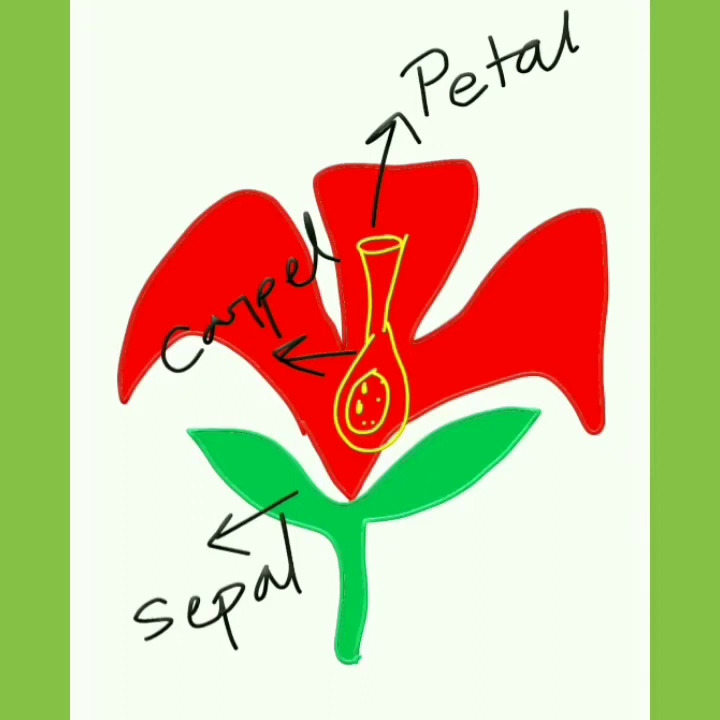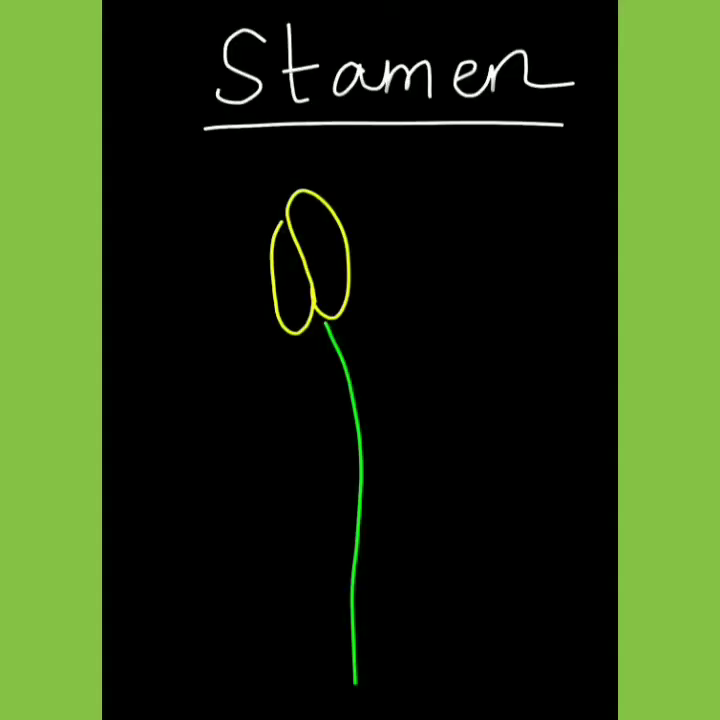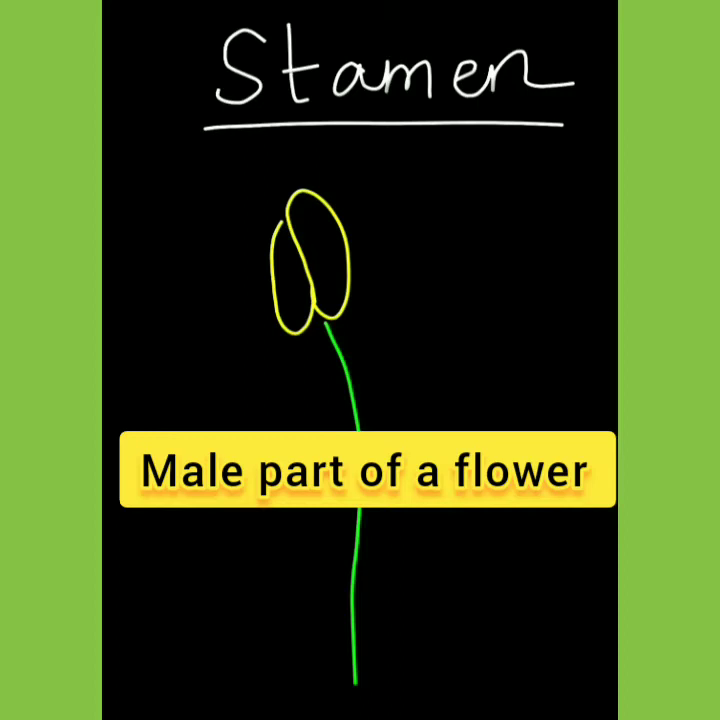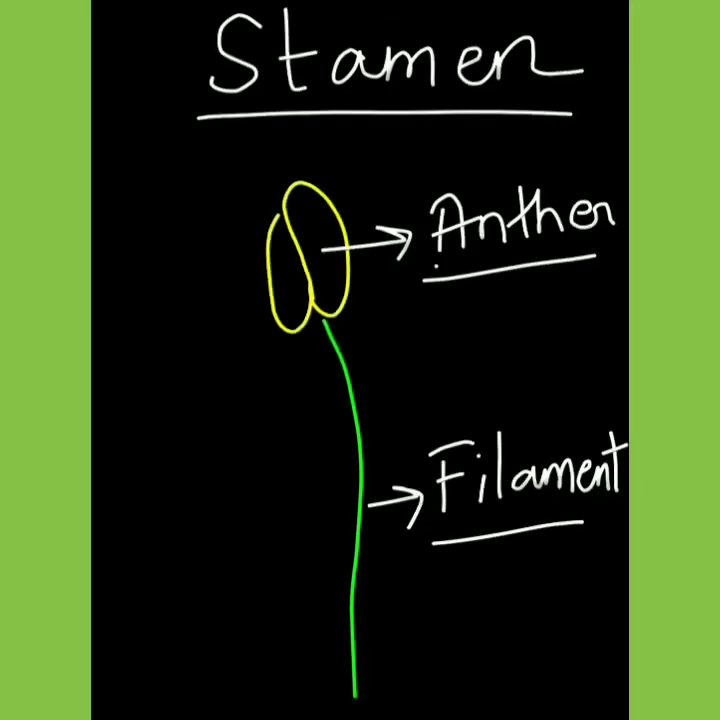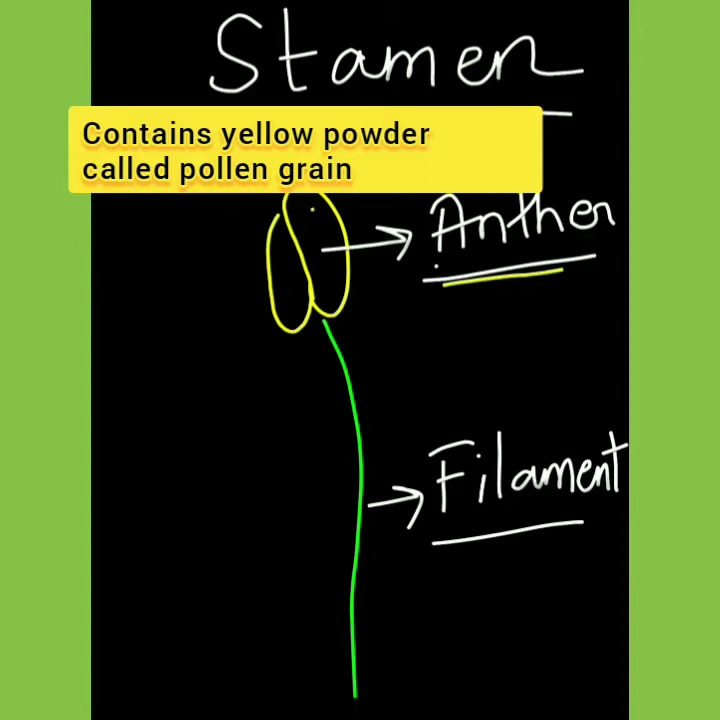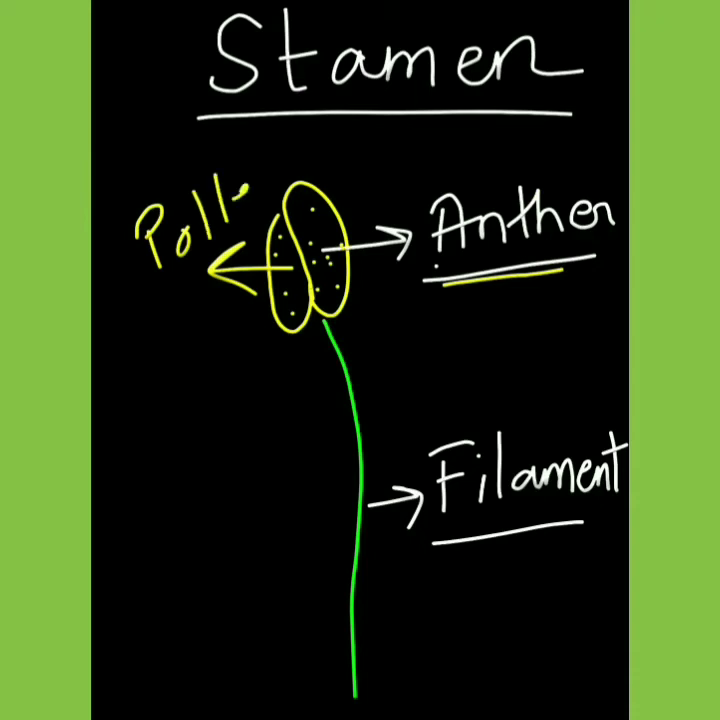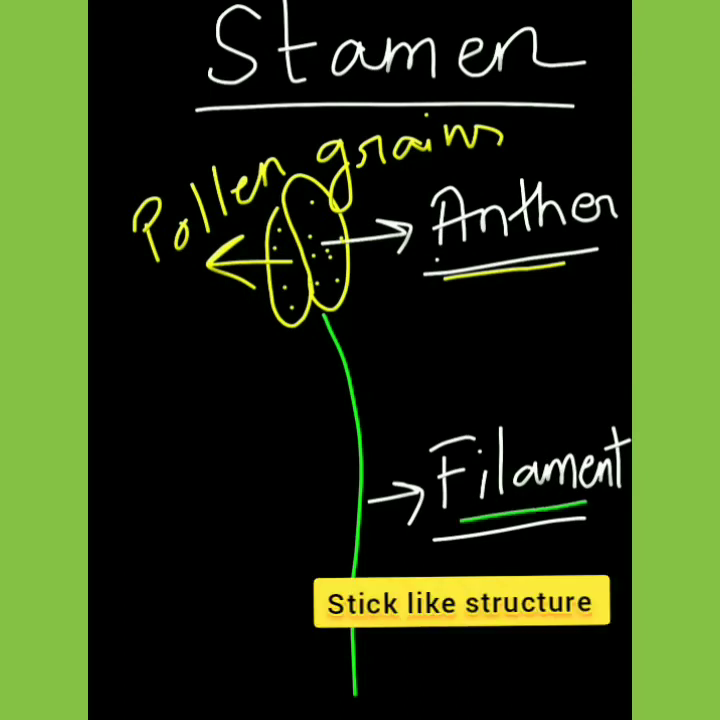The next part is stamen. Let's read about stamen in detail. So stamen, also called androecium, is the male part of a flower. It has two parts, anther and filament. So anther is the top of a stamen that contains a yellow powder called pollen grains. And filament is the long stick-like structure of a stamen.